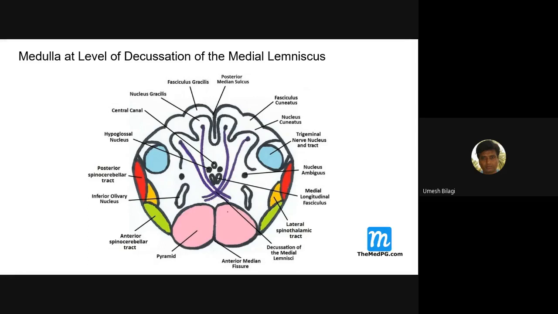See here, these are the pyramids, that is, the descending corticospinal tracts which are here, and of course the posterior cerebellar tracts. This is the spinothalamic tract here, spinothalamic tract here, and this is the inferior olivary nucleus, which is concerned with motor coordination, concerned with the cerebellum. This is the olivary nucleus, and they get more prominent when you go up.